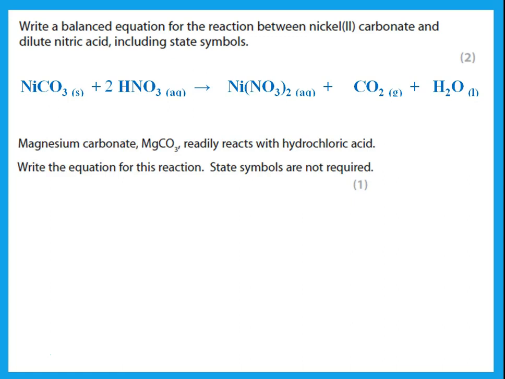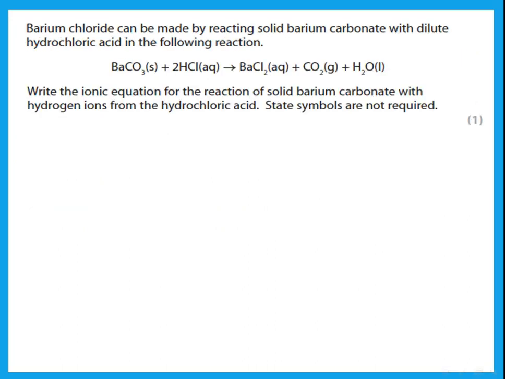Okay, magnesium carbonate readily reacts with hydrochloric acid. Write the equation for this reaction. State symbols are not required. Okay, if we say magnesium carbonate plus HCl, this will give what? We said any carbonate with acid will give a salt. So in this case, it's magnesium chloride, and magnesium has a valency of 2. So I have to put 2 under the Cl. Plus carbon dioxide plus water, and I need to balance that. So I need to put 2 to balance the hydrogens and the chlorines.